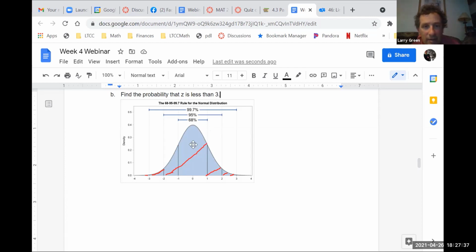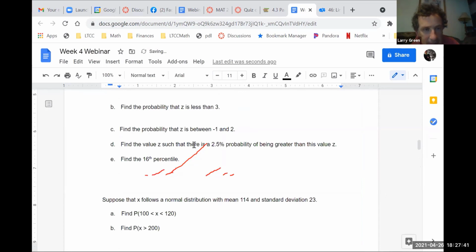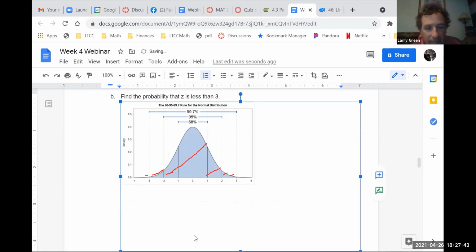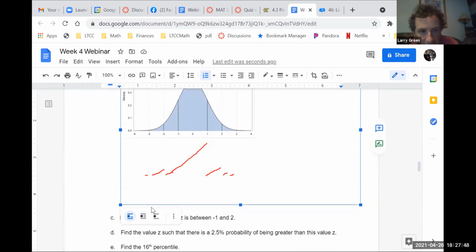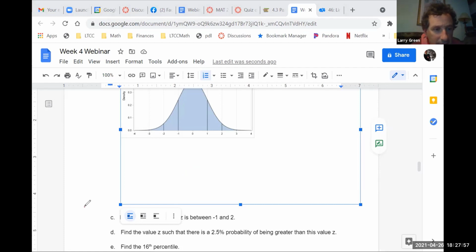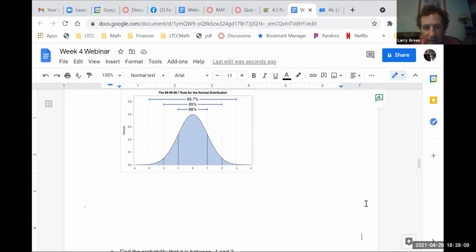So now I think I'm going to lose my annotation. Let's see if that worked. Nope, didn't work. It's doing some weird things. Yeah, I've got to kill the annotation, but that's okay. So what I need to do is find that probability. Well, what's the probability between -3 and 3?